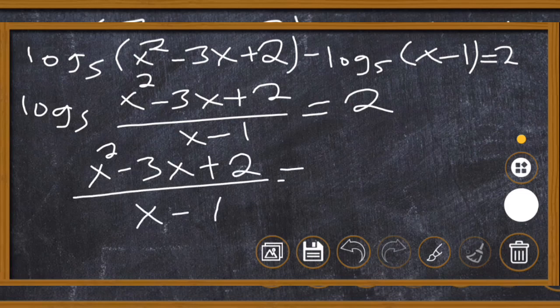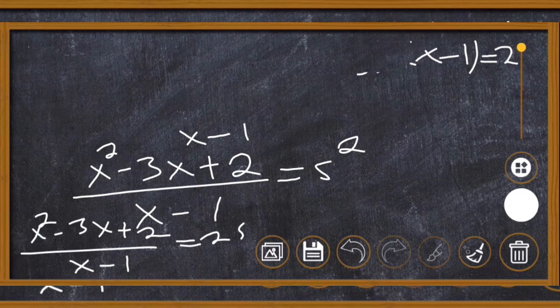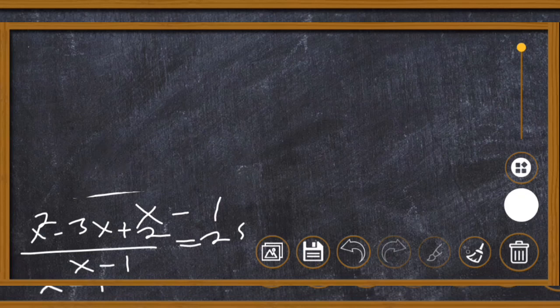So in this case, this is gonna be here, and 2 here is gonna be the power. So we're gonna have that. So let's simplify this further. So we have x squared minus 3x, then plus 2 over x minus 1 equals 2. Now we know that 5 squared is what? Is 25. So let's wrap the top part here so that we can use it for further simplification of the expression that we have now.